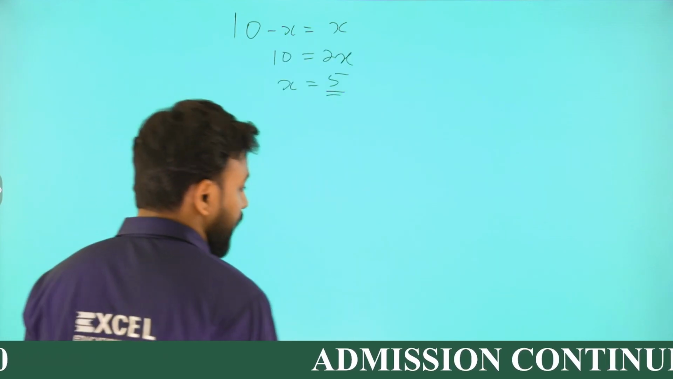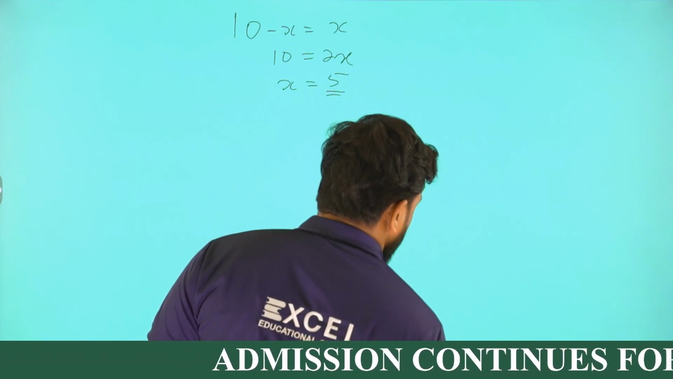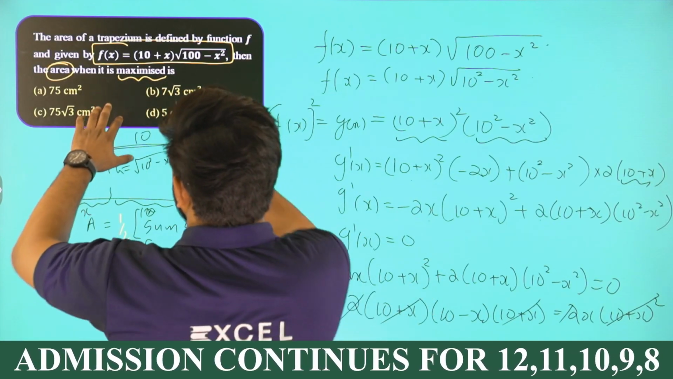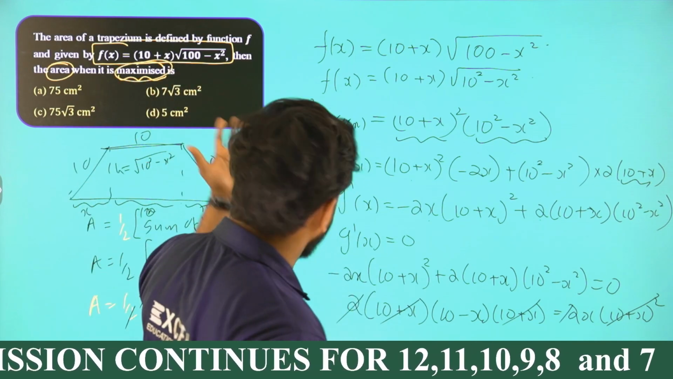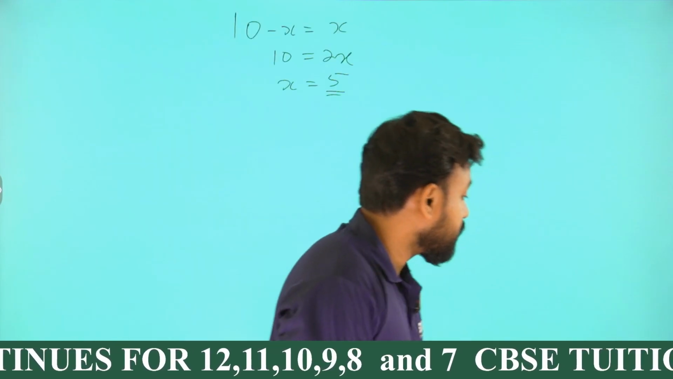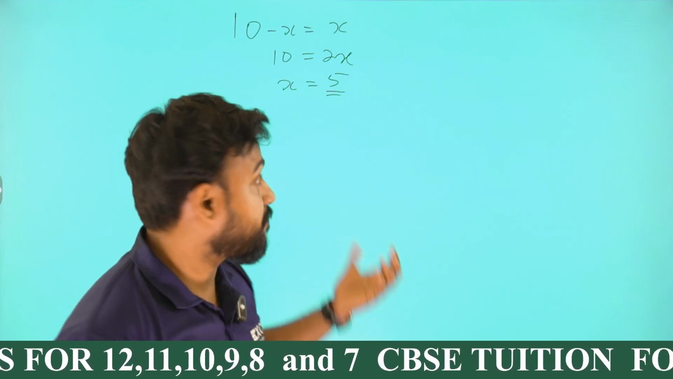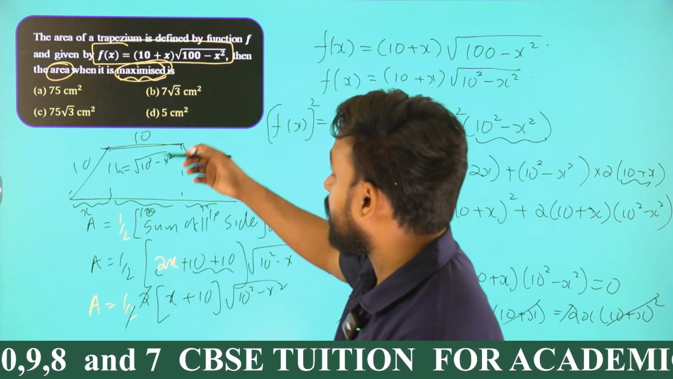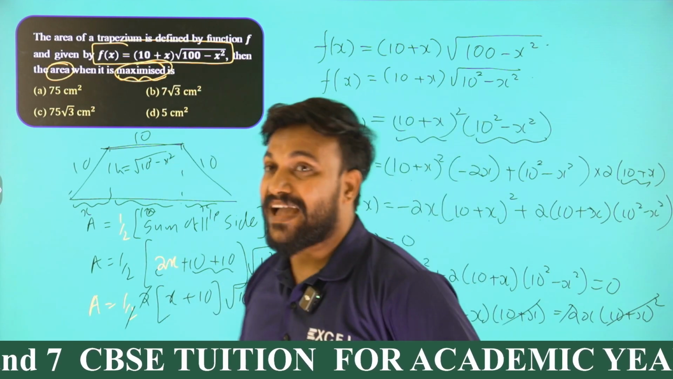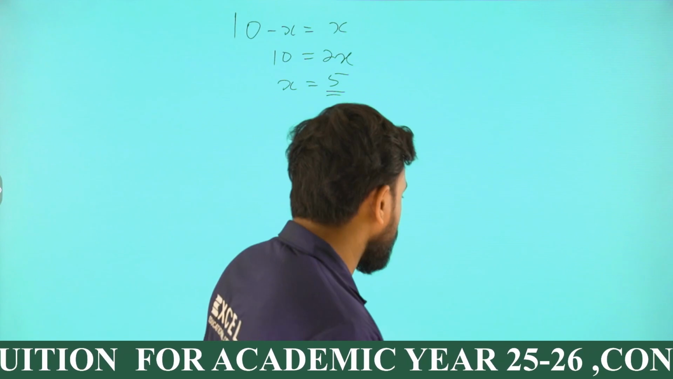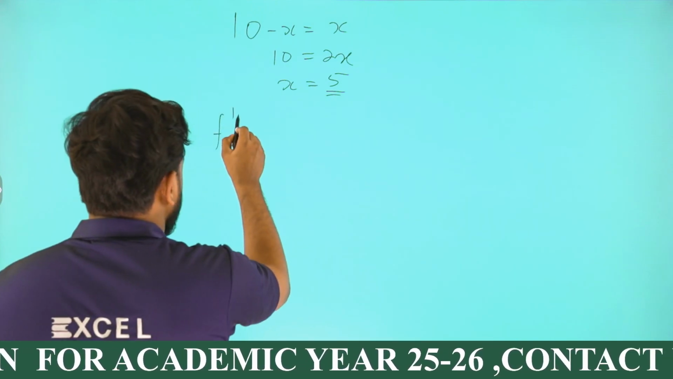So your x equal to 5, and you need to find the second derivative to check whether the critical point that you got is maximum or minimum. So maybe it's minimum. If it is minimum, you have to conclude that there is no maximum area. Okay, so let's check whether it's maximum or minimum by doing the second derivative.